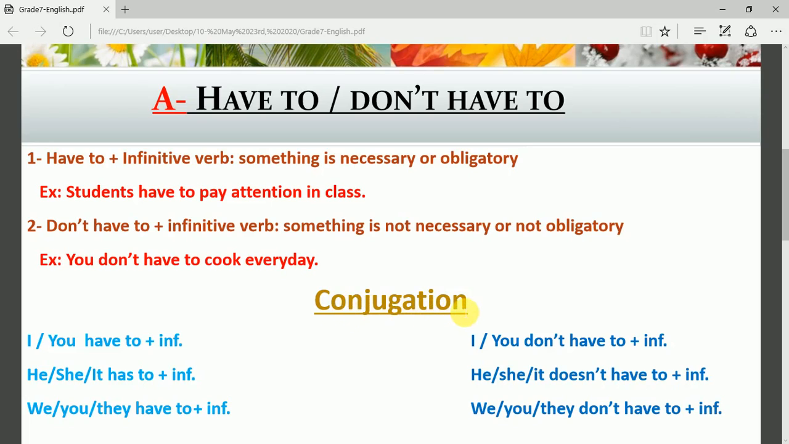Let's look at the conjugation of these two verbs. You have to plus infinitive. He, she, it has to plus infinitive. We, you, they have to plus infinitive. Don't have to. You don't have to plus infinitive. He, she, it doesn't have to plus infinitive. So instead of don't, with he, she, it, I say doesn't. And we, you, they don't have to plus infinitive. So this is have to and don't have to.